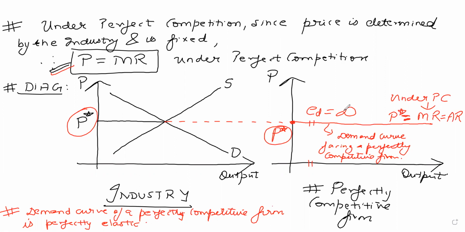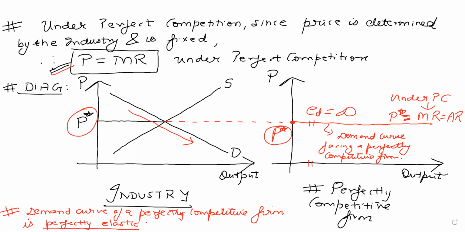So what we have learned is, the industry demand curve is downward sloping. But if I talk about the firm's demand curve, which is also called the AR curve, that is nothing but a line parallel to the x-axis, or perfectly elastic. So we say that a perfectly competitive demand curve is perfectly elastic or a line parallel to the horizontal axis.